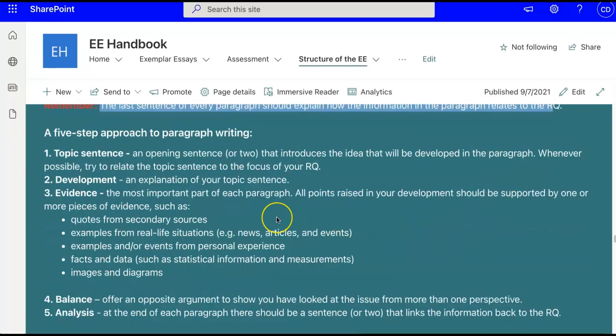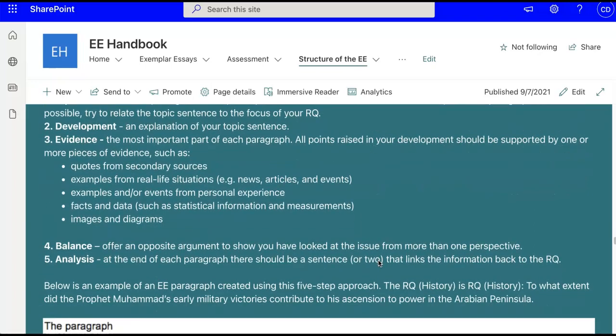Okay, remember that your argument must have balance, so you must be showing multiple perspectives. So for example, advantages versus disadvantages, long-term versus short-term effects. You must have multiple perspectives in your main body.